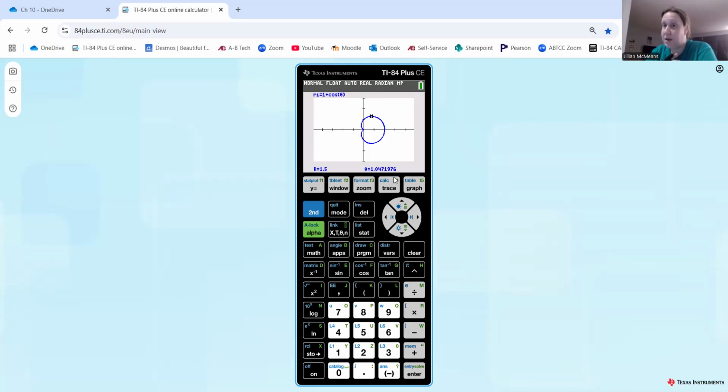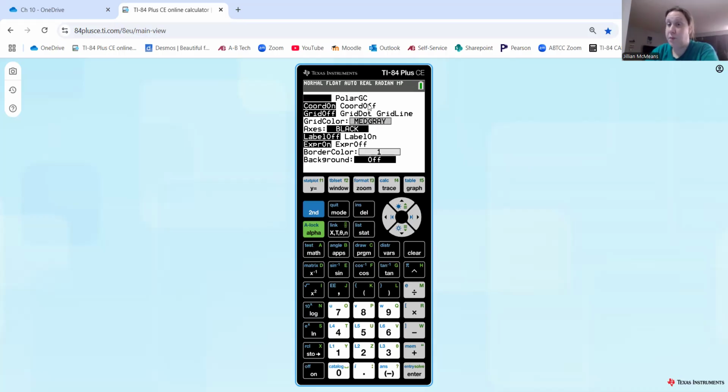If when you do this, you get X's and Y's, there's a really quick fix for it. You can go to second zoom. Second zoom goes to this screen and your default is rectangular. If I do rectangular and then type in a value for theta like pi over 3, it's going to give me X's and Y's because I'm in the rectangular coordinate grid. But what if I want to see R's and thetas? So again, you go second format and then go to polar grid coordinate and then hit enter.